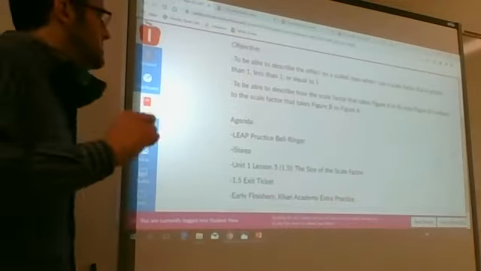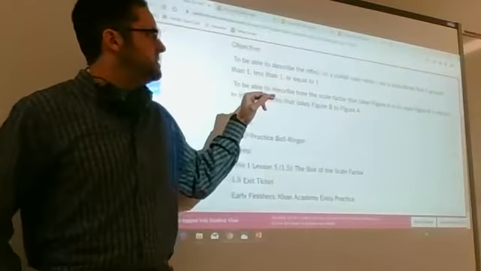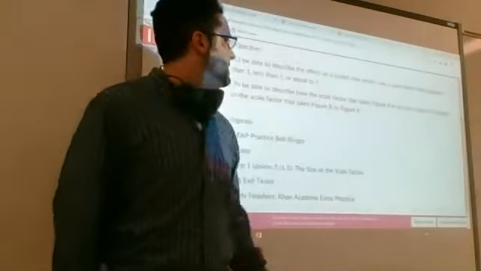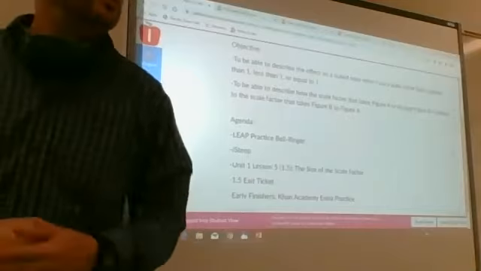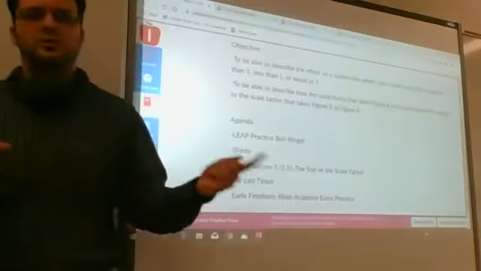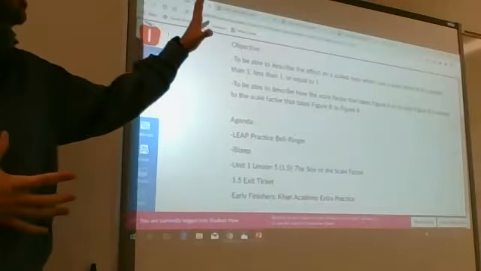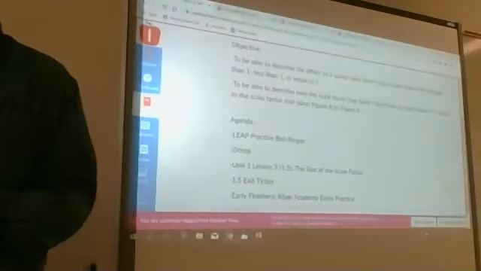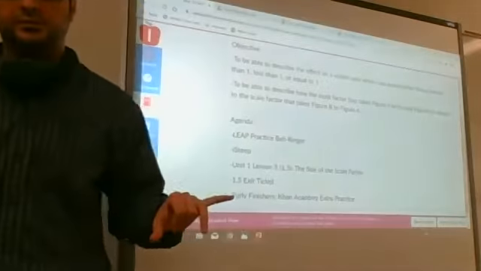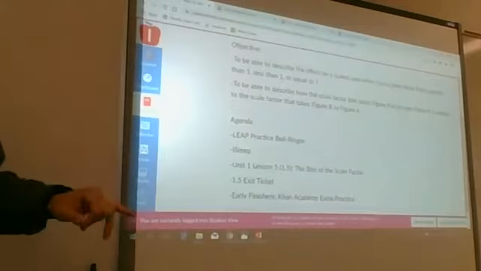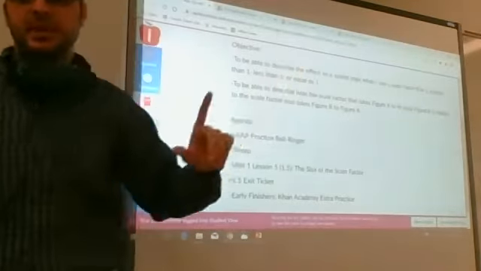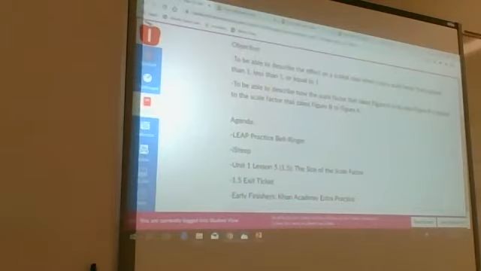But we also need to be able to describe how the scale factor that takes figure A to its copy, figure B, is related to the scale factor that works the other direction. So we're going to be doing a lot of the same work we've already done. We're just going to figure out how to reverse it. So if we scale something up, and then we take the scaled copy and scale it back down, we're going to go back and forth, and we're going to see how these two things are related to one another. We're going to see that there's a direct relationship between scale. If you scale one way, how do you reverse it? That's the question.